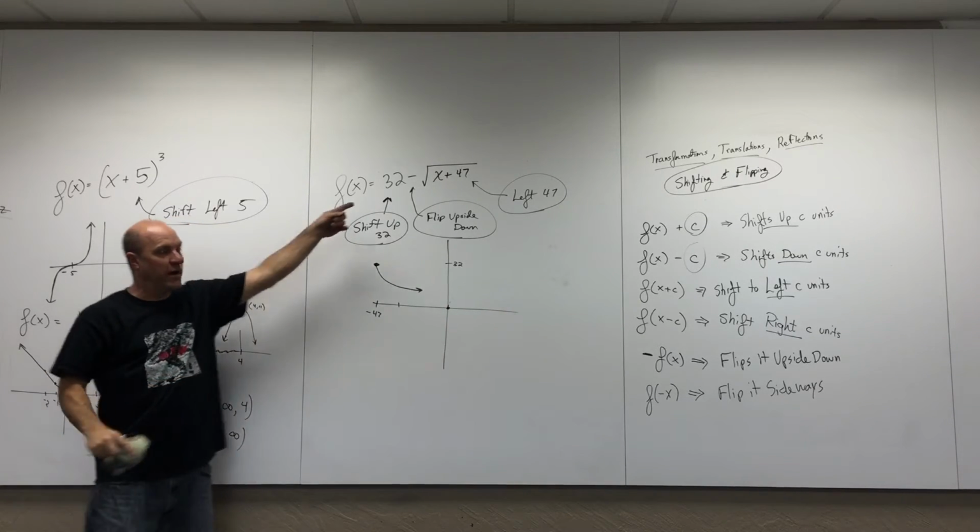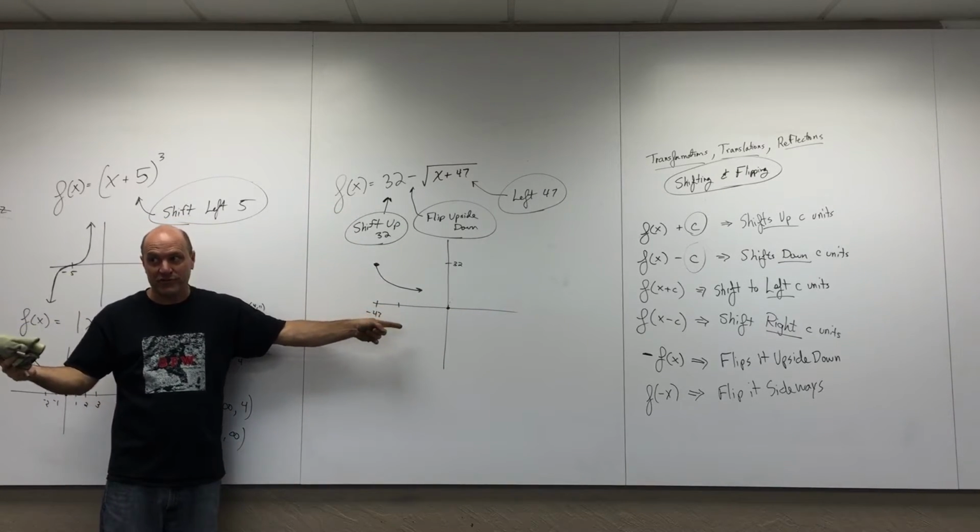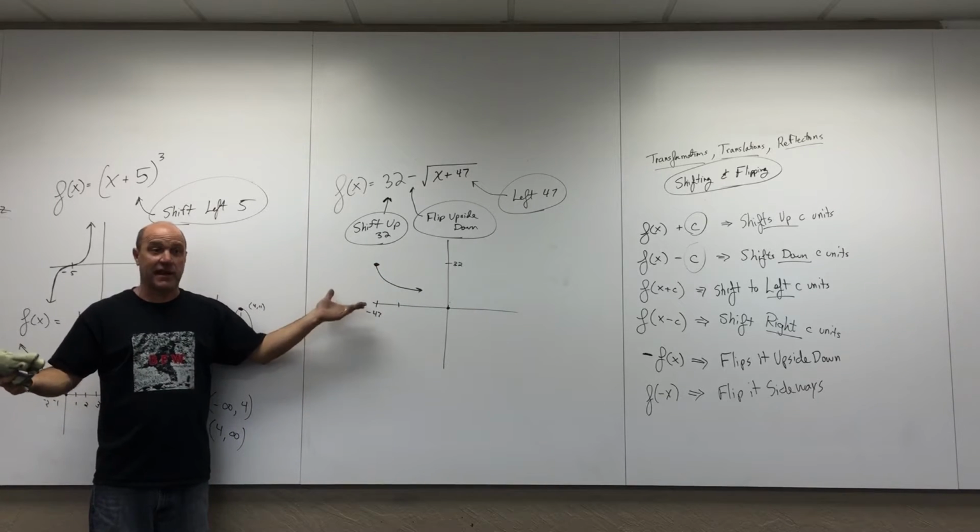That's it. It's a square root function. You got to see it. It's a square root function, shifted up 32, over 47, and flipped upside down.